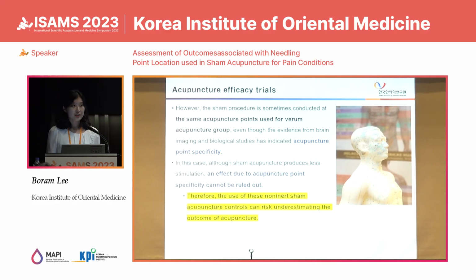However, in acupuncture efficacy trials, the sham procedure is sometimes conducted at the same acupuncture point used for the verum acupuncture group, even though the evidence from brain imaging and biological studies has indicated acupuncture point specificity. In this case, although sham acupuncture produces less stimulation with shallow needling or a sham acupuncture device, an effect due to acupuncture point specificity cannot be ruled out. Therefore, the use of these non-inert sham acupuncture controls can risk underestimating the outcome of acupuncture.